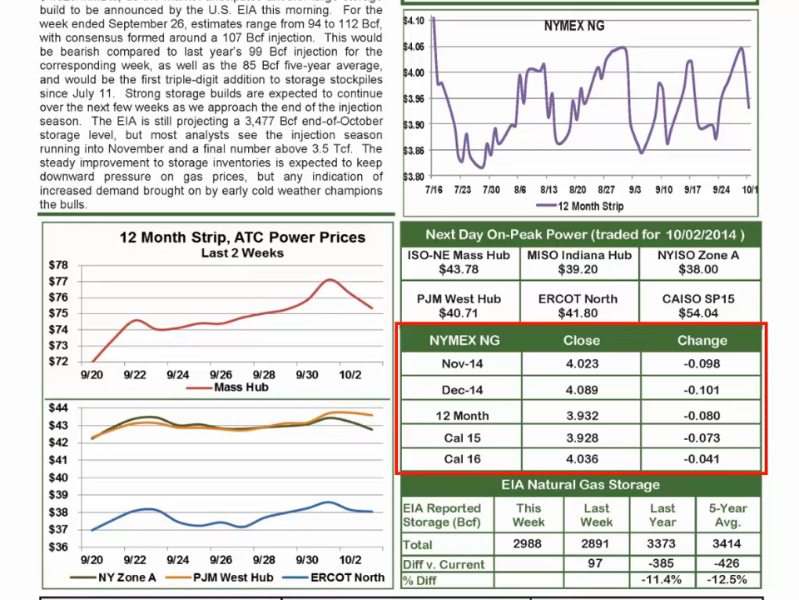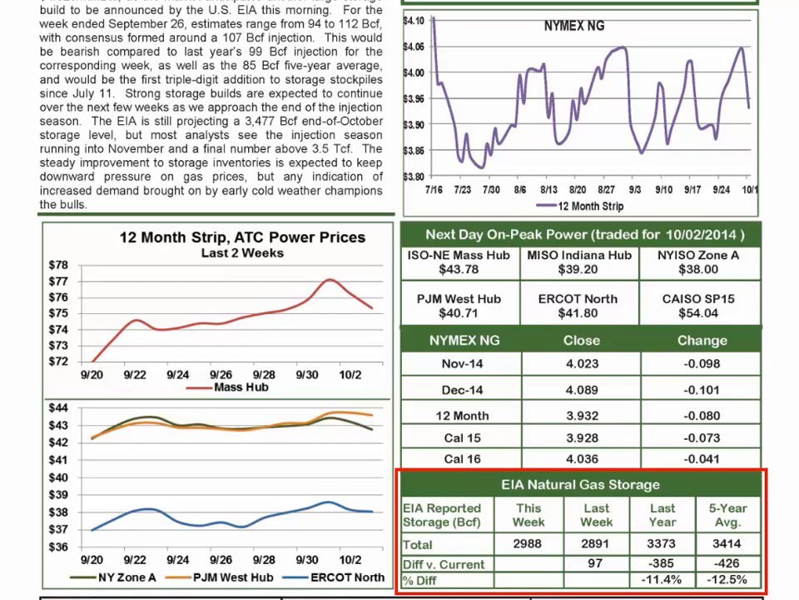Now, where it shows the change, that's basically saying that it's gone down. The average has gone down 9.8 cents over the past year. And below that, we have December pricing. We have a 12-month strip pricing. Then we get into the calendar year for 2015 and the calendar year for 2016, done the same way.